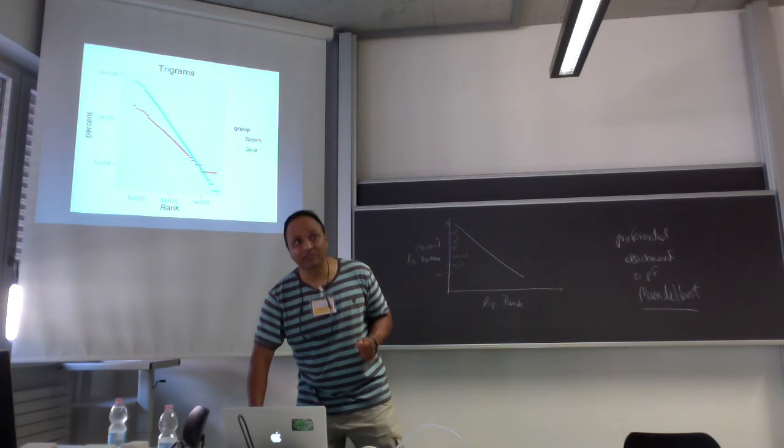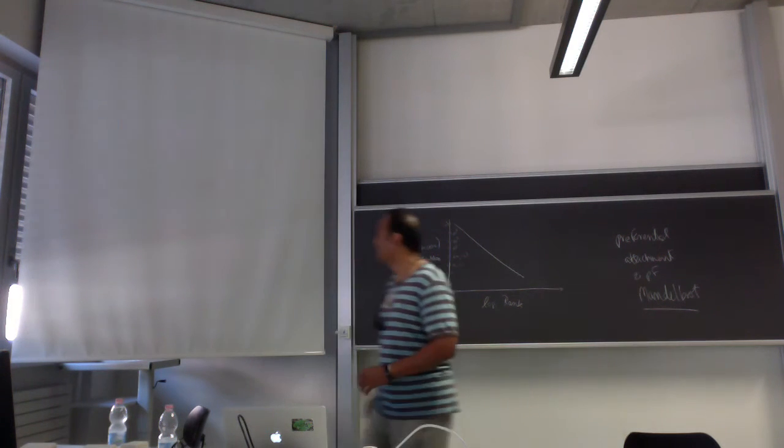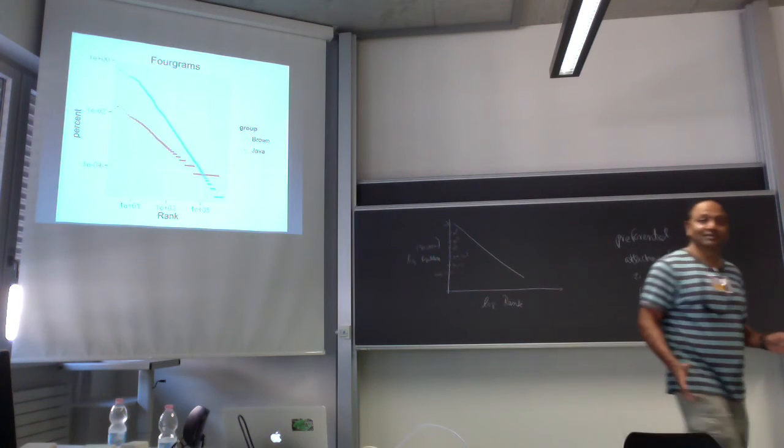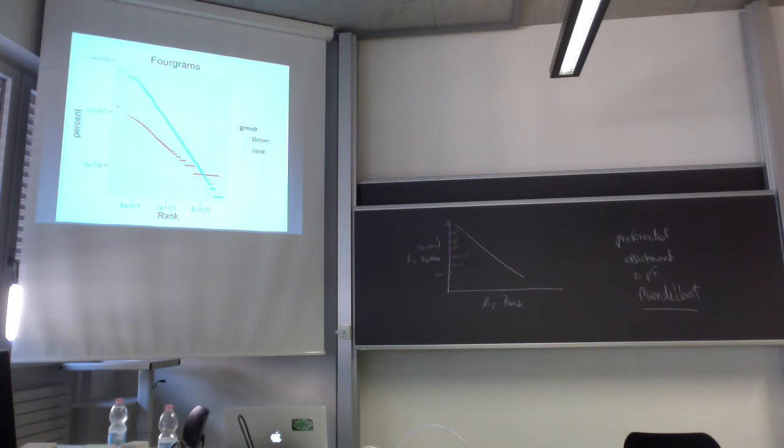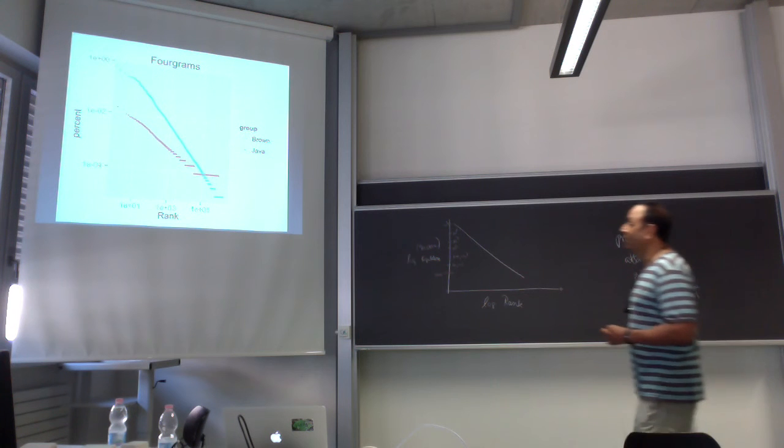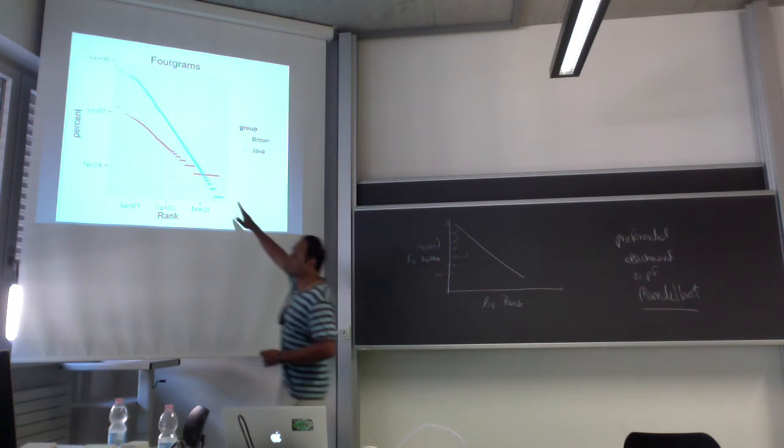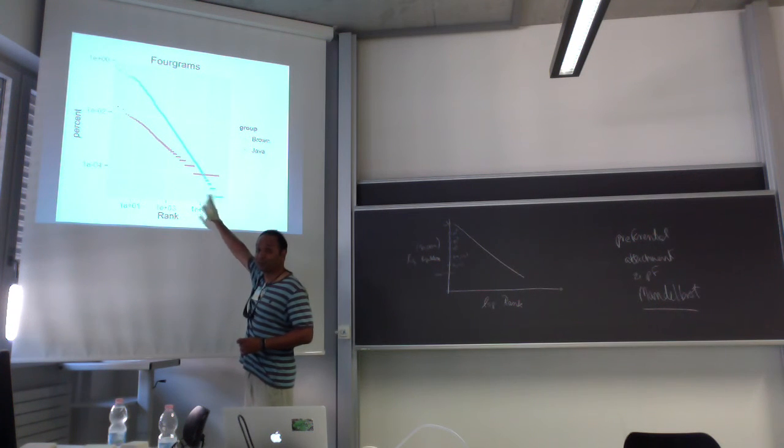What about fourgrams? That is sequences of 4 tokens. It actually gets worse, right? The difference between Java and English gets even more dramatic, right? So you see this even greater steepening, and you see again, it has to cross somewhere, because the areas have blue lines where it crosses.